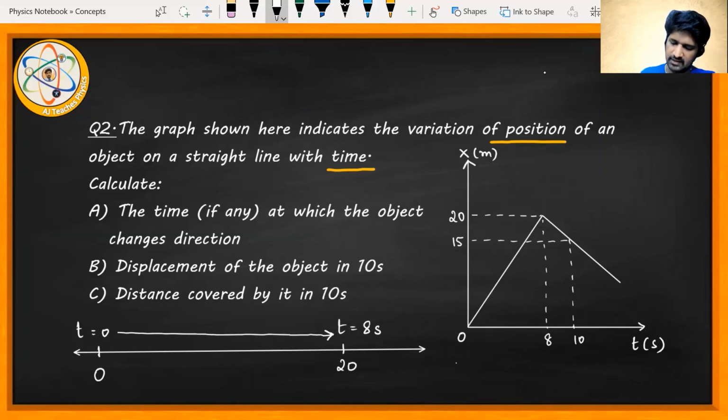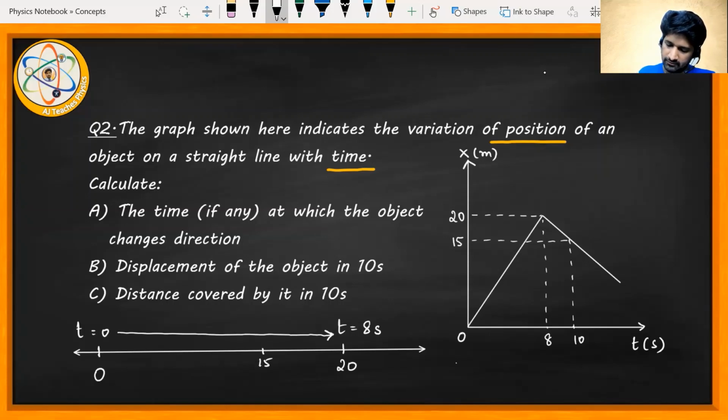direction. Now after t equal to 8 seconds, as you can see in the graph, the position starts to decrease. The x value starts to decrease. Time continues increasing, but the x value starts decreasing. That means the object is coming back. By 10 seconds, it has come to x is equal to 15. Now x is equal to 15 would roughly be somewhere here.